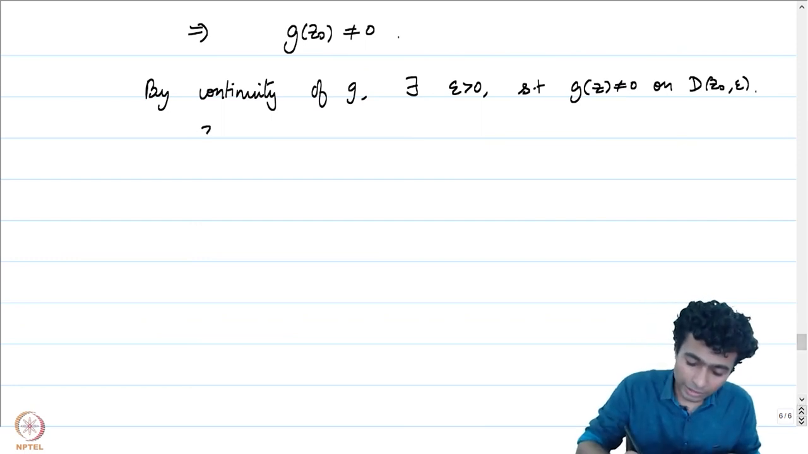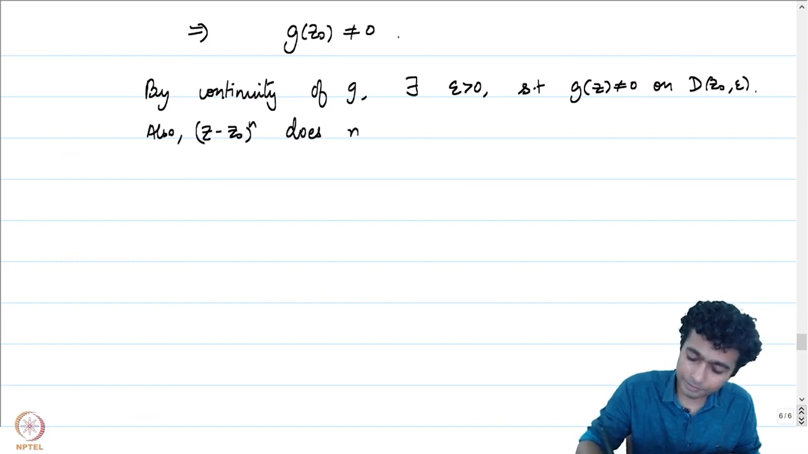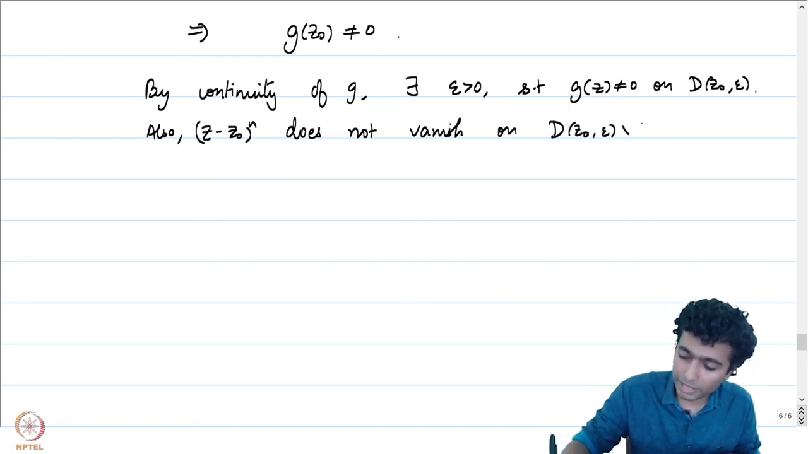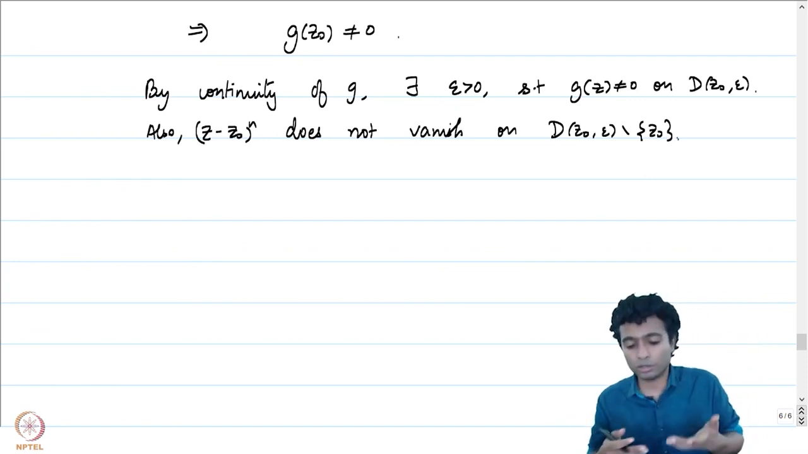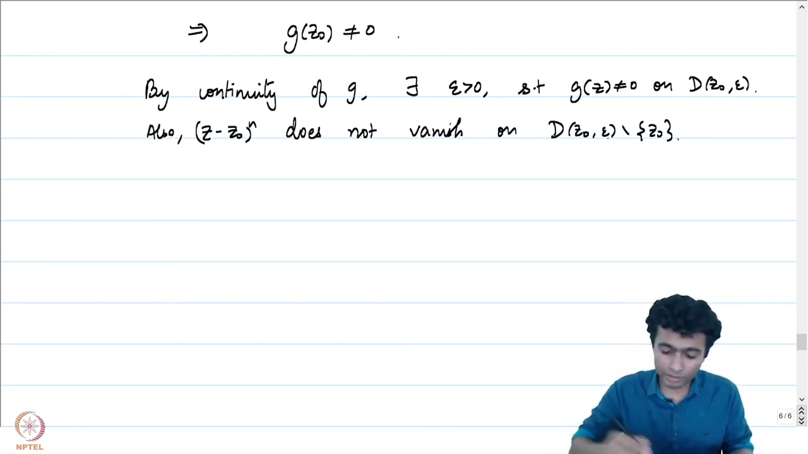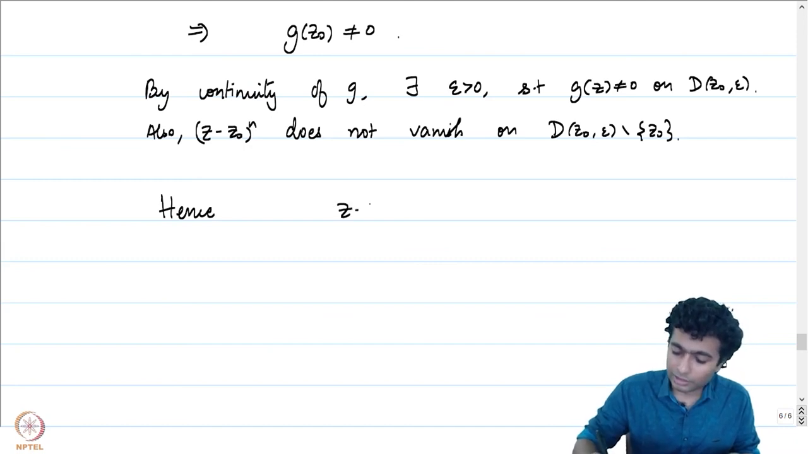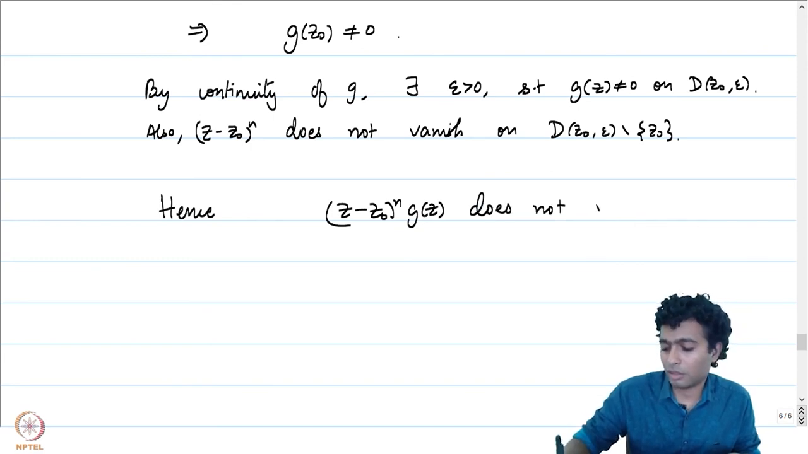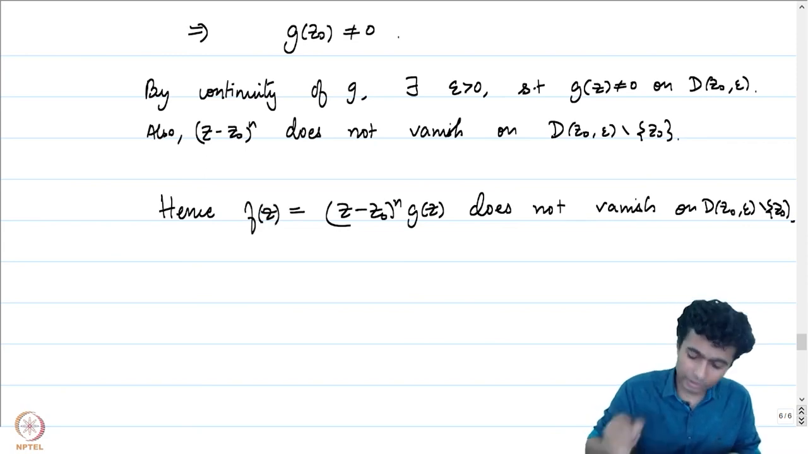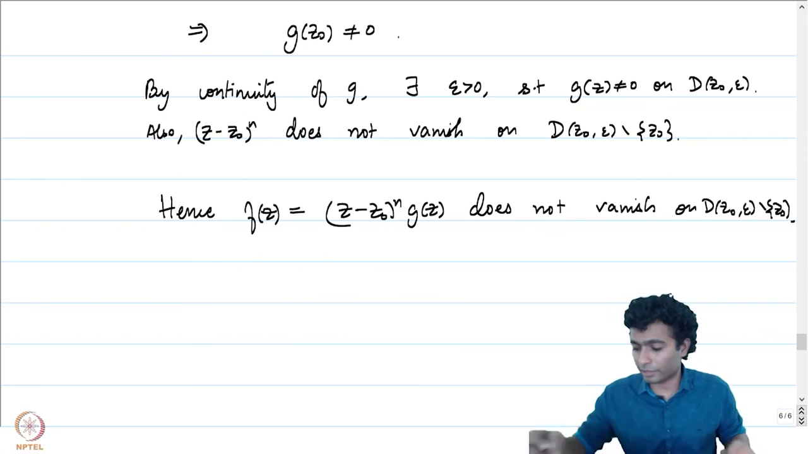Notice that (z minus z0) to the power n does not vanish on D(z0, epsilon) minus z0. The only zero of (z minus z0) to the power n is the point z0. So, on D(z0, epsilon) minus z0, this does not vanish. Hence, (z minus z0) to the power n into g(z) does not vanish on D(z0, epsilon) minus the point z0. This implies that f(z) does not vanish on D(z0, epsilon) minus the point z0.